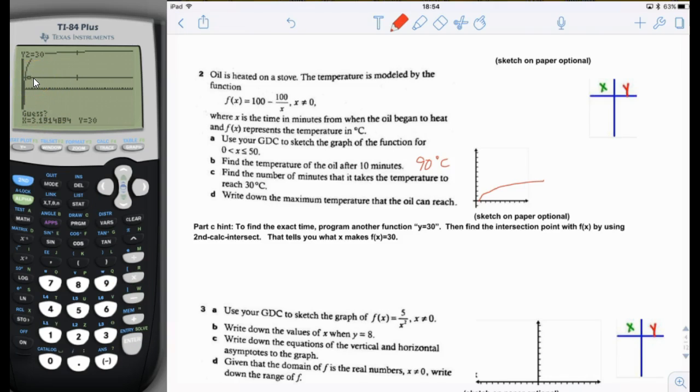Guess. Does it matter what you put for guess? Not for this one, because there's only one intersection point. If there's more than one intersection point, you have to be careful about where you put the cursor. You have to put the cursor close to the intersection point. So we can see here that x equals 1.43.